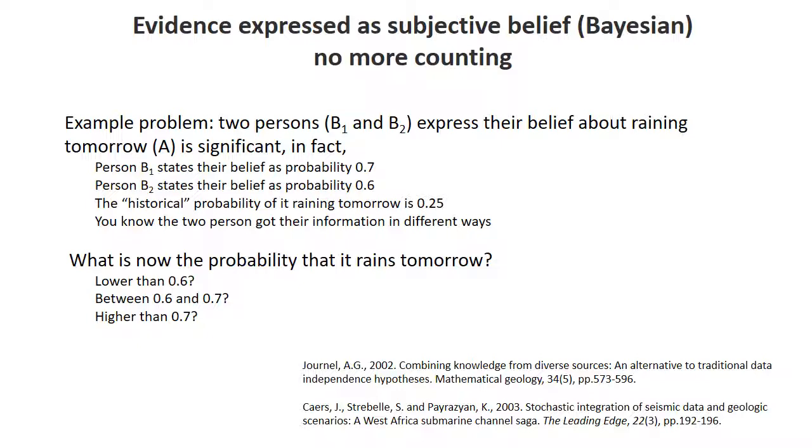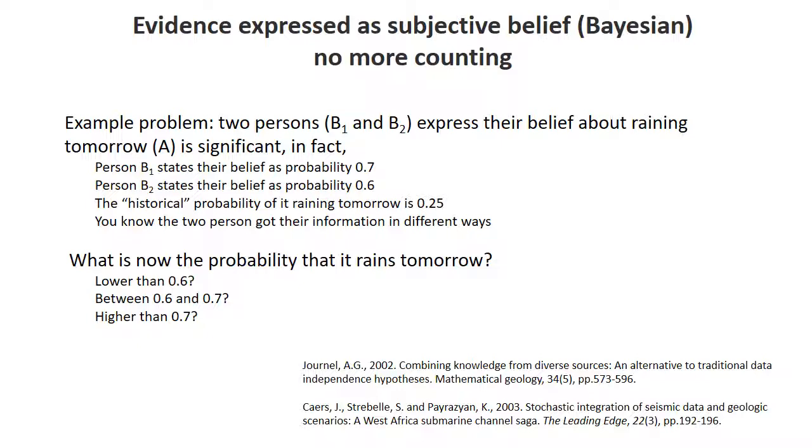Otherwise, their probabilities should be equal. And if they're not equal in that case, then there's just simply inconsistencies. So we don't deal here with the notion of inconsistency. We just deal here with the notion that two persons express different beliefs based on evidence provided to them, which could be, say, the conditions of pressure and temperature today, and based on that and their experience, maybe other models, different models, they express different beliefs. So the question now is, what is the probability that it will rain tomorrow? Is it lower than 0.6, between 0.6 and 0.7, or higher than 0.7?